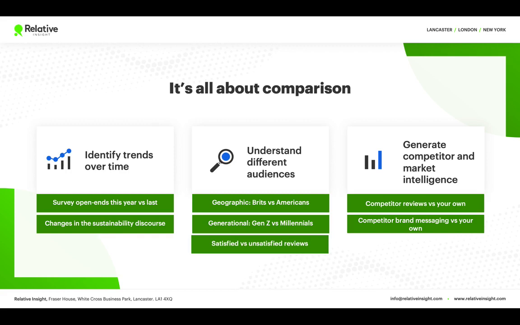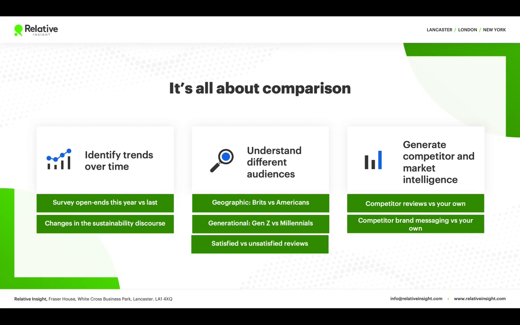So a classic example that we see here would be taking survey open-ends from this year, comparing them against last year to understand how your customer experience is changing over time. Similarly, you could look at social media mentions on the topic of sustainability to understand how the public discourse on that topic is changing so that you can adapt your communications to fit in and resonate with your target audiences.